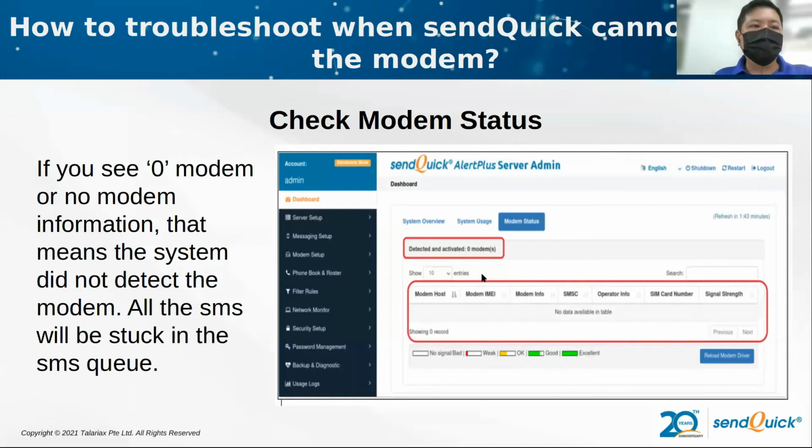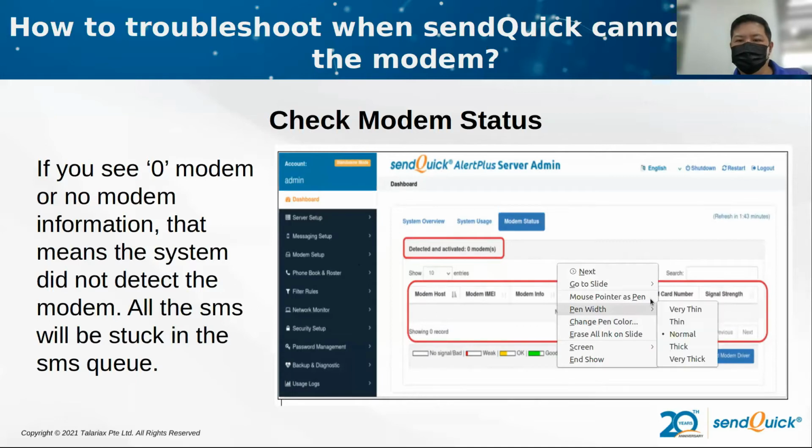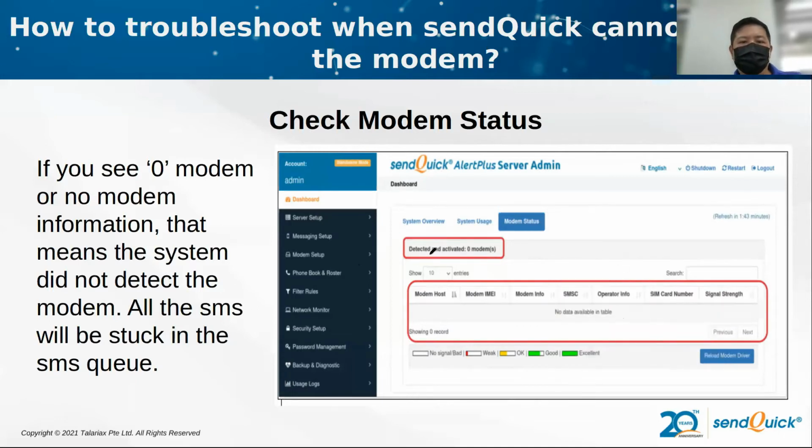I'm going to go through how to troubleshoot when SendQuick cannot detect the modem. On the right, you will see the dashboard overview. You will normally see this when the modem is not detected. You will see 0 modem, and you will not see any display here. You will not see the modem IMEI number, the operator info, and the signal strength. This is a common scenario where the modem is not detected.